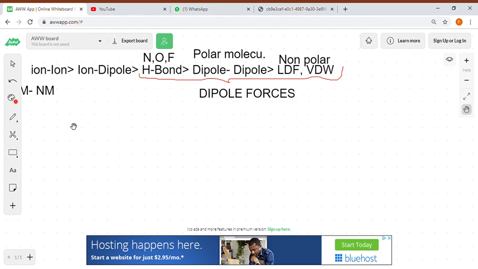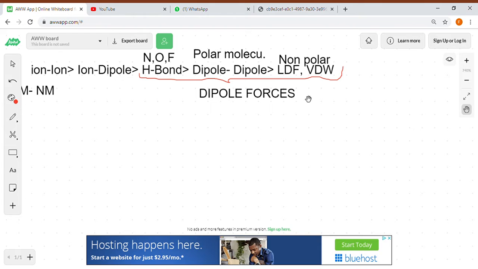Hey guys, okay, so right now we're gonna do some of the intermolecular forces that we didn't cover so well that day. So what I told you guys is that ion is greater than ion dipole, which is greater than hydrogen bond, dipole, and the London dispersion force, which is the same as saying the van der Waals force.